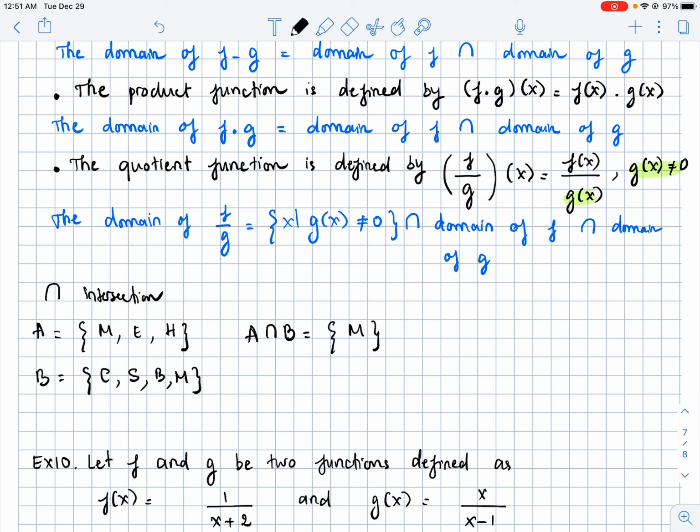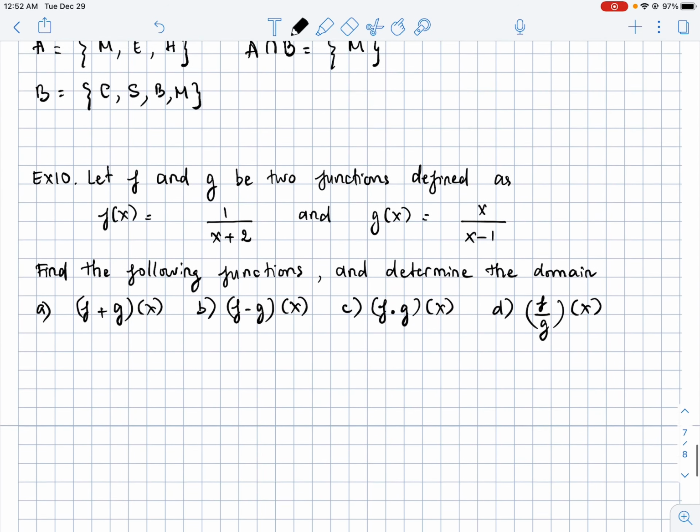So the domain of the sum, the difference, the product, and the quotient has to satisfy both functions. Except for the quotient, g of x has to be different from 0.